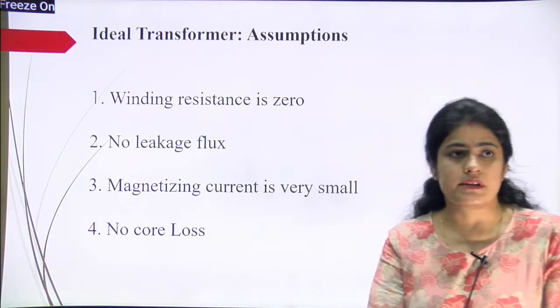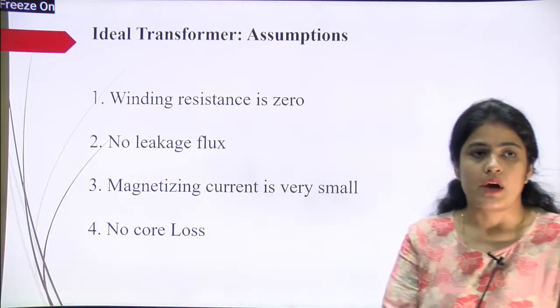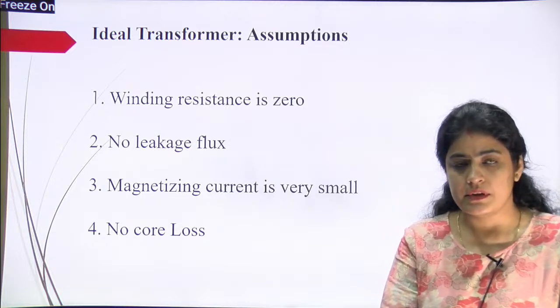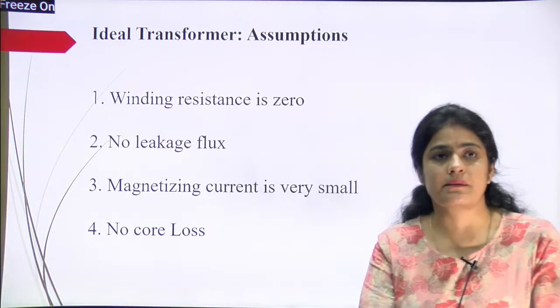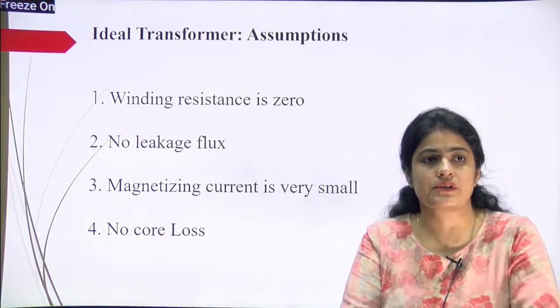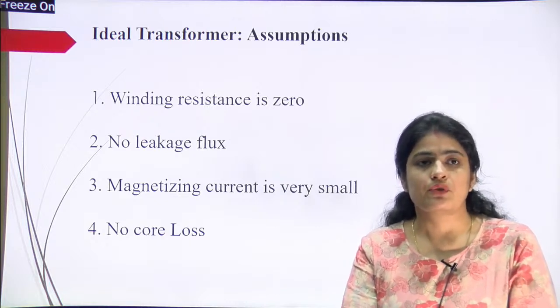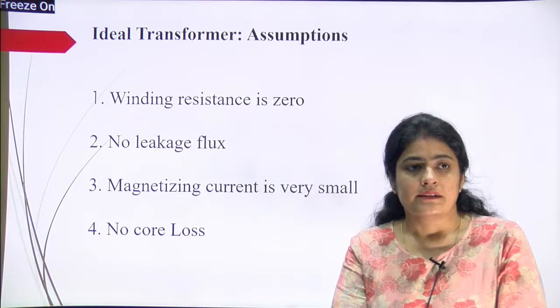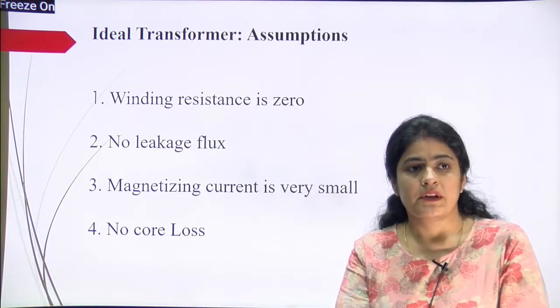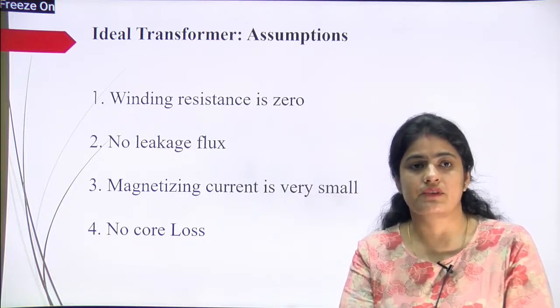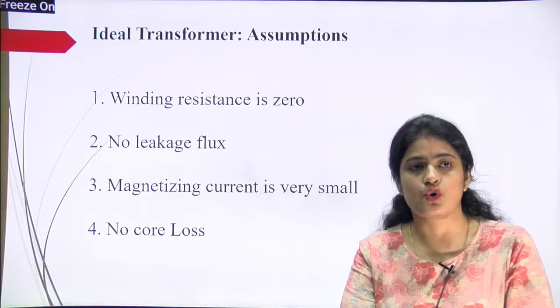Now we will start with the ideal transformer. We have taken some assumptions for the ideal transformer. First, the winding resistance is taken as 0, and second, there is no leakage flux. The magnetizing current is very small and there are no core losses.